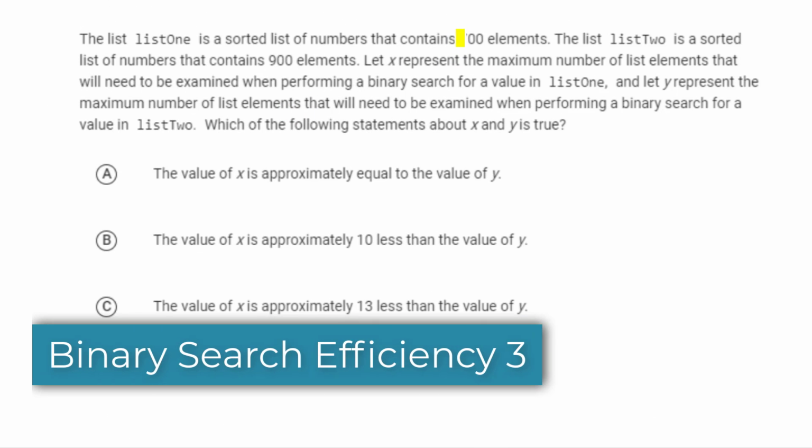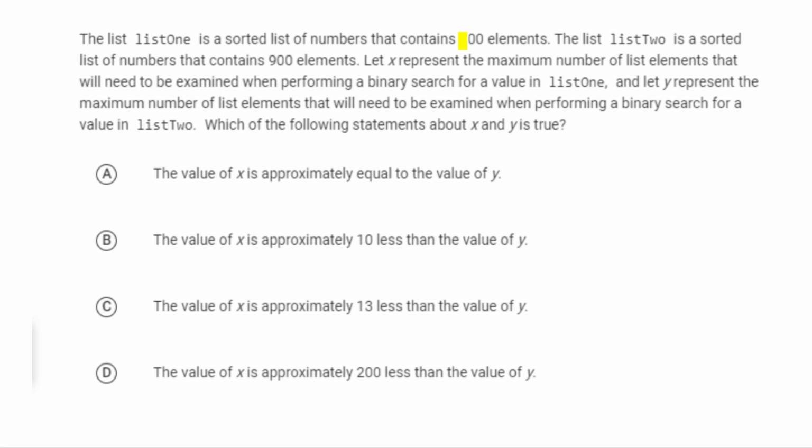So in this one here, this is a bit of a weird problem, but basically we have 2 lists, one with 700 elements and one with 900 elements. And basically what it says here is that we're going to be performing a binary search on list 1, but then we're also going to be doing a binary search on list 2. Now what it's asking here is roughly how different are the number of times we have to do binary search on one versus the other. So basically what it's asking is if we have 700 items or if we have 900 items, how many different number of searches do we have to do if we use a binary search?